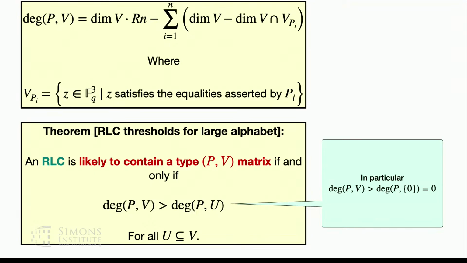Okay, so this is our threshold theorem. And also to compare with the AGL work, this is why I insisted on having this V inside the type.